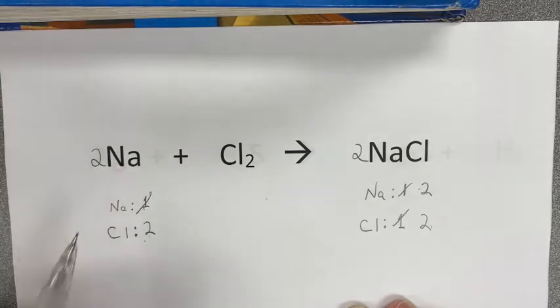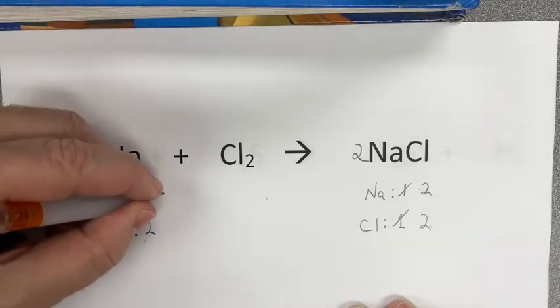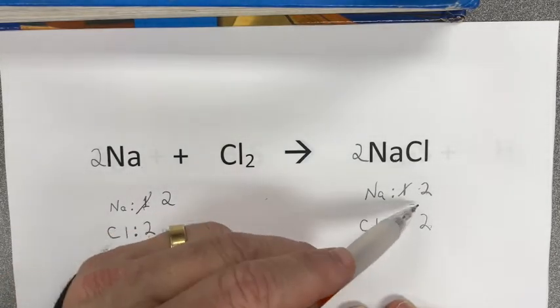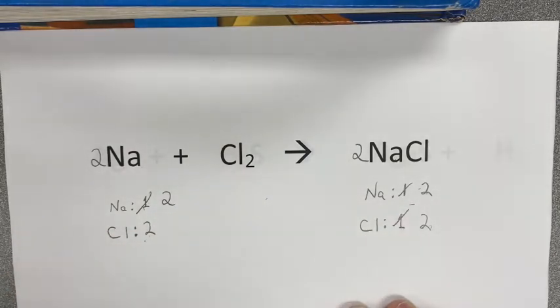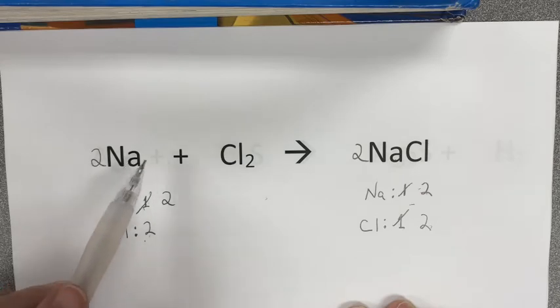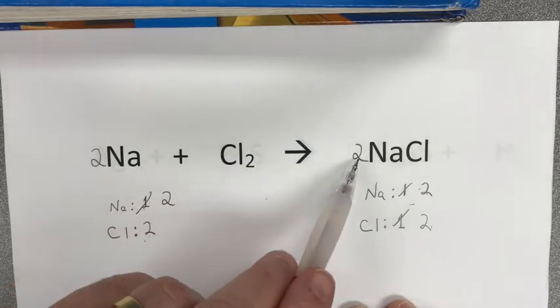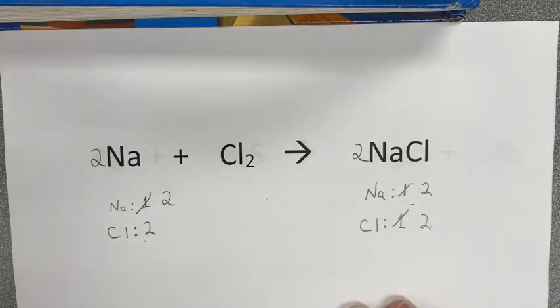And now that's going to change my number of sodiums. I've now got 2 sodiums and 2 chlorines, 2 sodiums and 2 chlorines. Now my equation is balanced. 2 sodiums plus 1 Cl2 gives us 2 sodium chlorides. And that's balanced. Let's try another one.